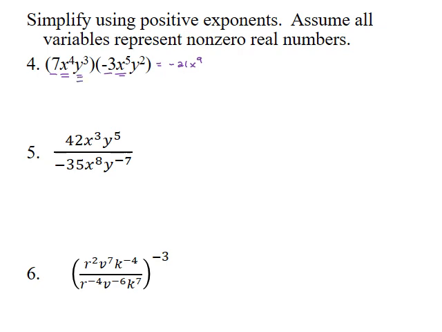And then same thing with the y's. You have a y cubed times a y squared. So if you add the exponents together, this becomes y to the fifth. Your final answer is negative 21 x to the ninth y to the fifth.